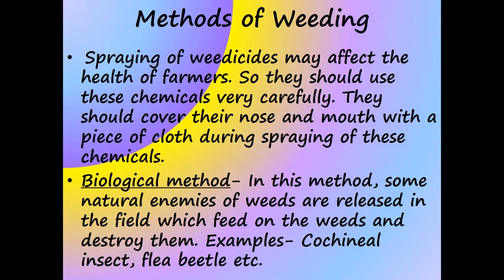Another interesting method of weeding is the biological method. In this method, some natural enemies of weeds are released in the field which feed on the weeds and destroy them. Examples are the cochineal insect used to eliminate a weed called prickly pear. Flea beetle is another insect used to remove a weed called alligator weed.